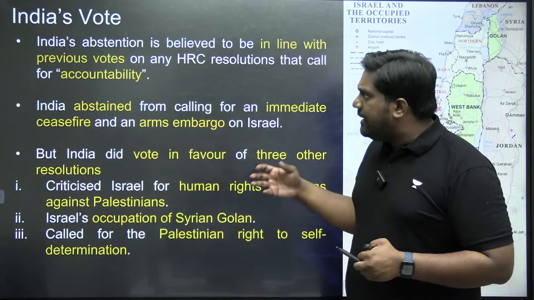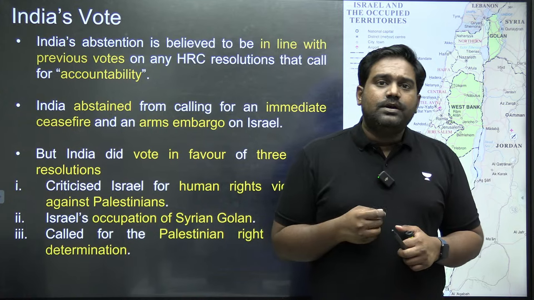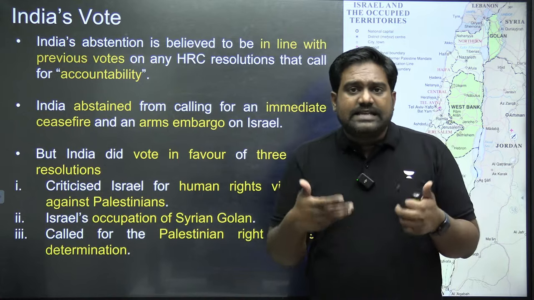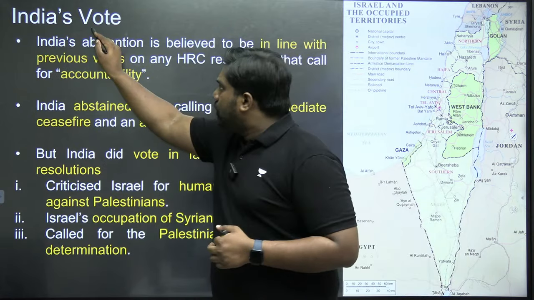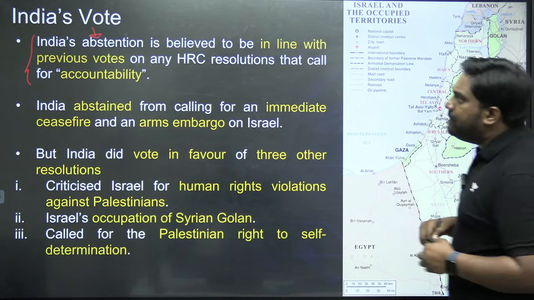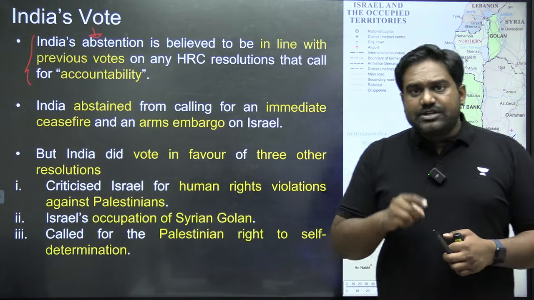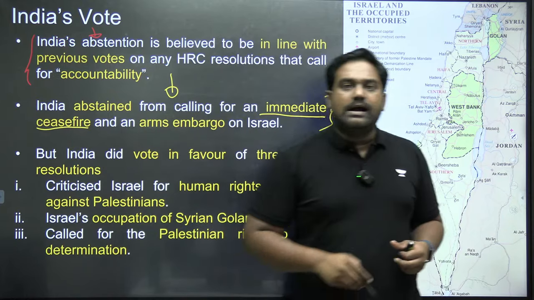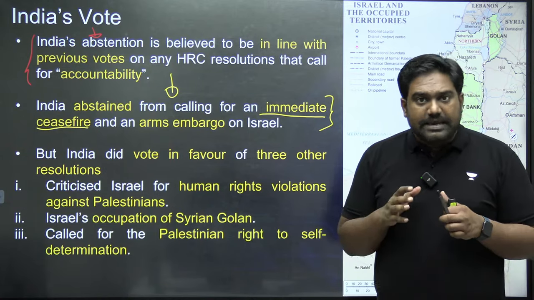So this is where we have to understand India's history of voting pattern when it comes to the Israel-Palestine question. And we should also look at the other issues on which India has voted and how India has voted on these other resolutions brought up by Pakistan. So if you look at the latest UNHRC vote that took place yesterday, a total of four resolutions were brought up by Pakistan. The first resolution called for an immediate ceasefire to the ongoing Gaza war, which essentially mandates Israel to stop the hostilities immediately.